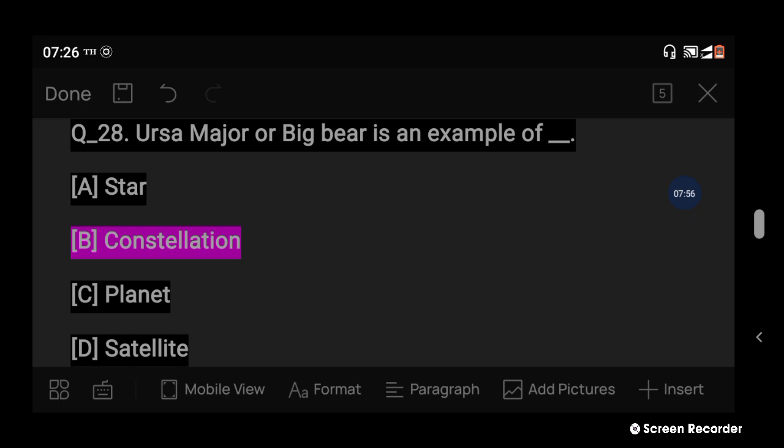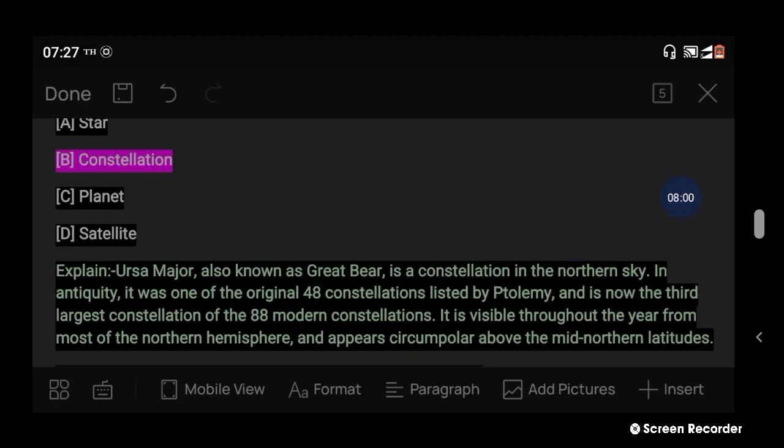Number B, constellation. Ursa Major or Big Bear is an example of a constellation. Question 28 explanation: Ursa Major, also known as the Great Bear, is a constellation in the northern sky. In antiquity, it was one of the original 48 constellations listed by Ptolemy and is now the third largest constellation of the 88 modern constellations.